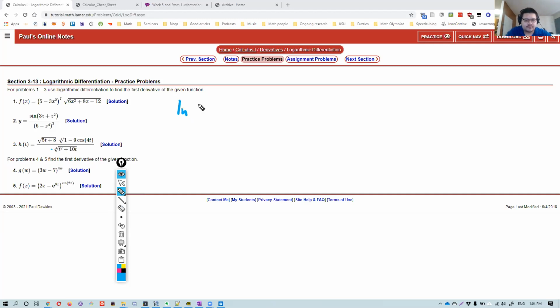Okay, so ln of h of t is going to equal, and when we take the log of this, we'll have 1/2 of the log of 5t plus 8 plus 1/3. Remember that all these square roots are powers. So I'm just remembering it's a power and then pulling the power out because of log.